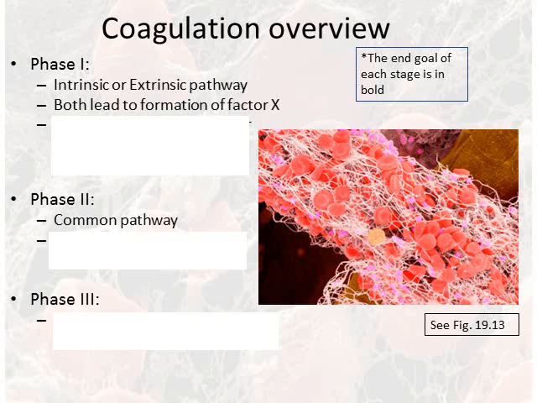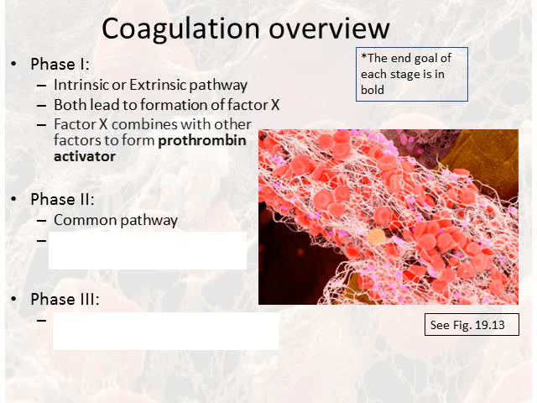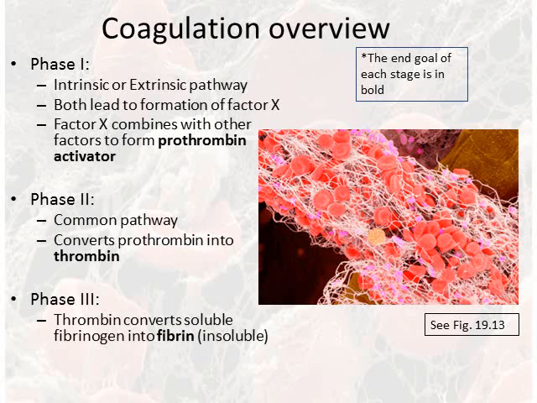Okay, so again, another overview. Phase 1, the goal of phase 1 is to form factor 10. Factor 10 is the end goal. Factor 10 is going to combine with other factors to form prothrombin activator, so that's really the end goal of phase 1. But first of all, we have the intrinsic and extrinsic pathway, which both lead to factor 10, and then factor 10 leads to prothrombin activator. Phase 2, there's just one pathway. It's a common pathway, and that just converts prothrombin into thrombin. So prothrombin activator is converting prothrombin into thrombin. And then finally, phase 3, thrombin is what's going to turn fibrinogen into fibrin.